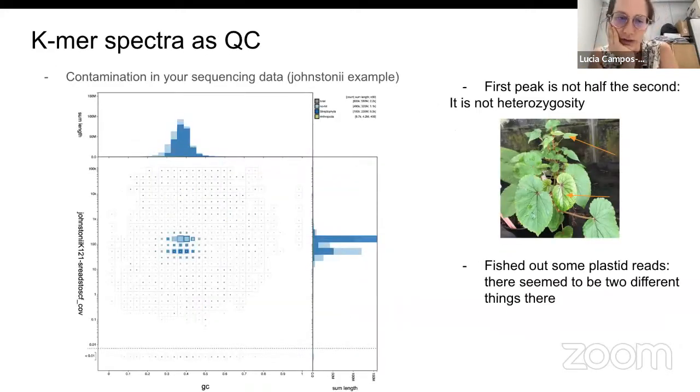And I just had to basically separate those two different things using blob tools based on coverage. Because they were two different plants as well, I couldn't separate based on taxonomy or anything else. It was just coverage based. And then I could just keep one of the peaks and work from there on the assembly.